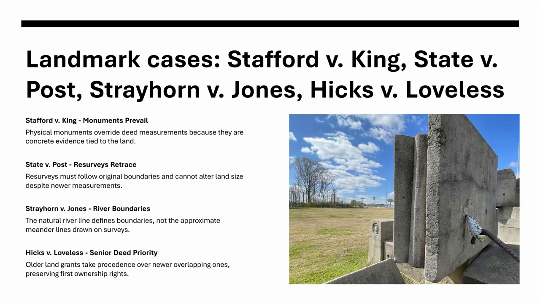This decision is critical in Texas, where so many grants have been defined by rivers and streams. Watercourses move. They erode banks, shift channels, and create new meanders. The law distinguishes between accretion, where land builds gradually, and avulsion, where land shifts suddenly. But in either case, the river itself is the controlling boundary.